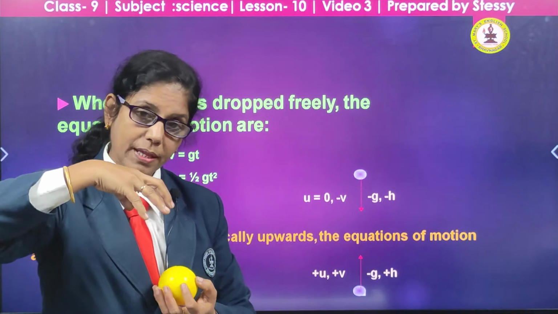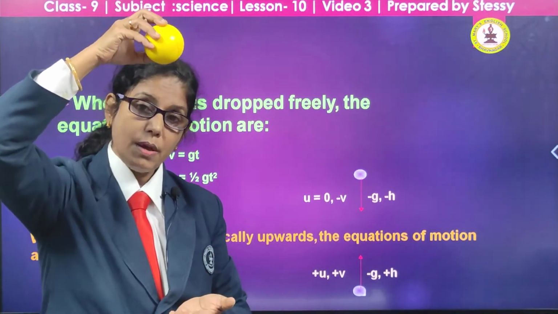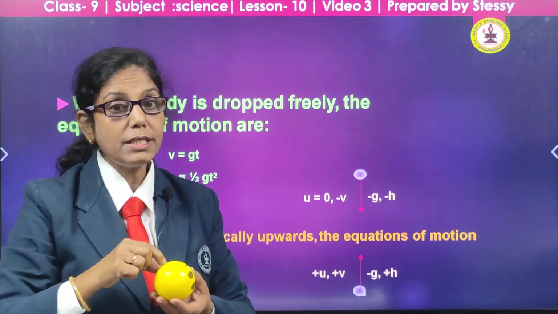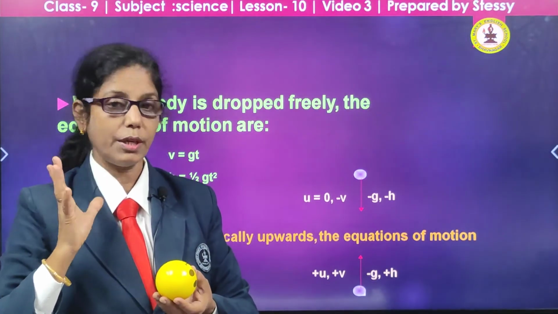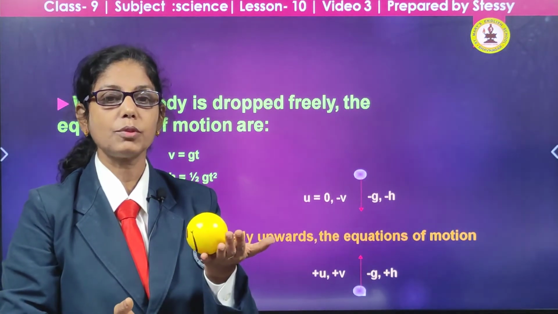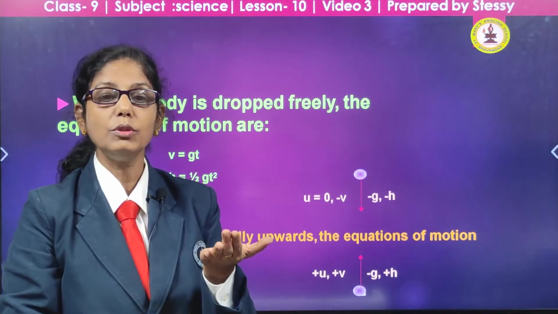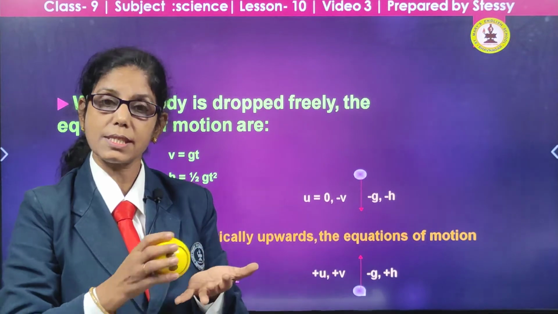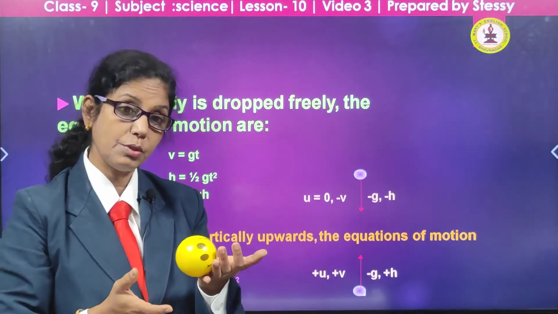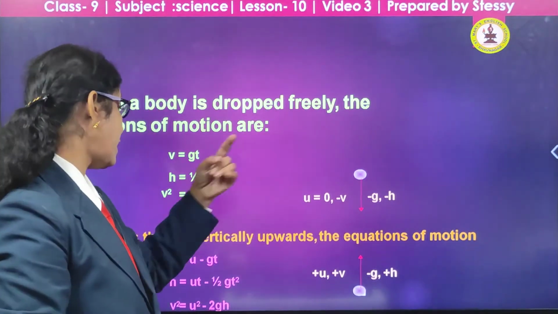So for downward motion we have two cases. In one, we are throwing it downwards, and that time the initial velocity u is not equal to 0. But when it is dropped like this, where you keep it and it falls down automatically due to the gravitational force itself, that time the initial velocity of the body is equal to 0. Then we apply it.